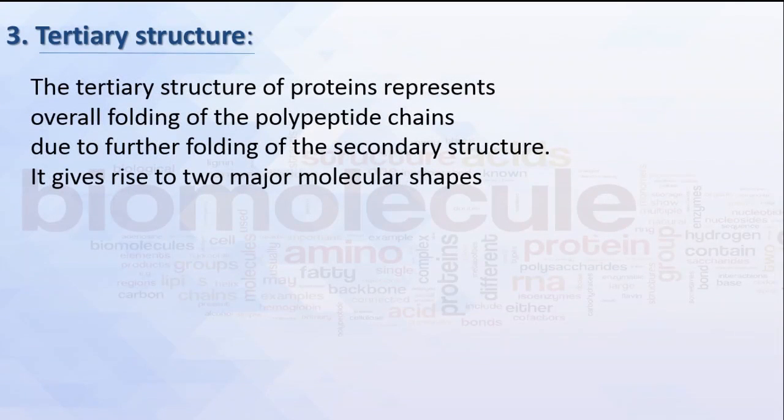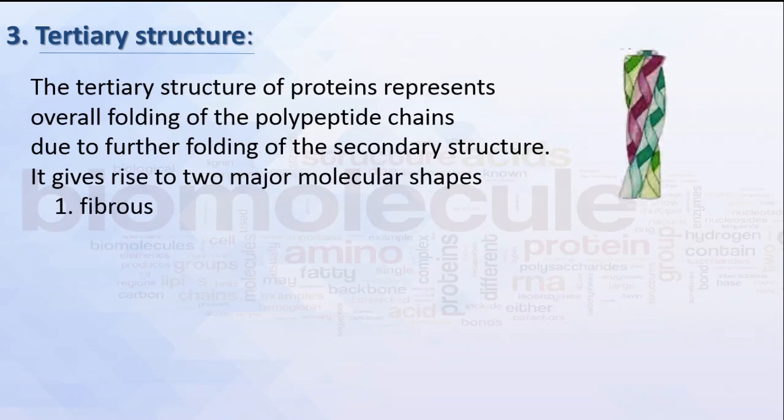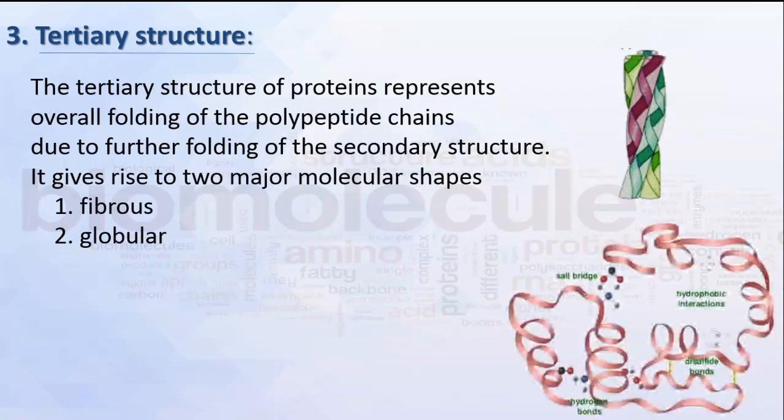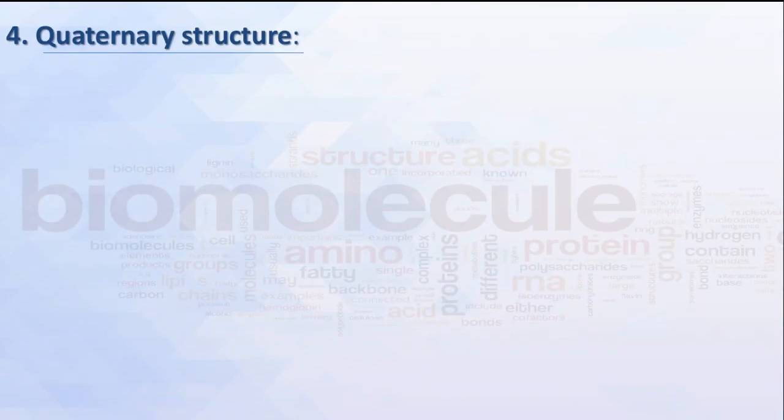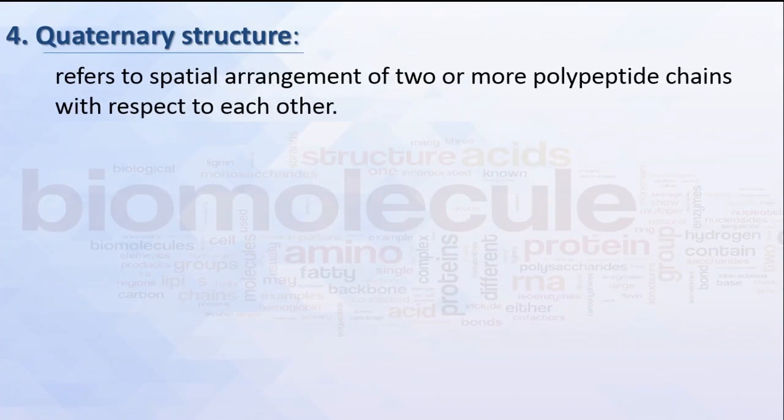Tertiary structure. The tertiary structure of proteins represents overall folding of the polypeptide chains due to further folding of the secondary structure. It gives rise to 2 major molecular shapes: fibrous and globular. These are stabilized by hydrogen bonds, disulfide linkage, van der Waals, and electrostatic forces of attraction. Quaternary structure refers to the spatial arrangement of 2 or more polypeptide chains with respect to each other.